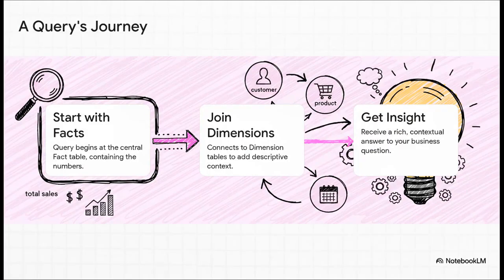That's where the numbers live, the events, the things that happened, like sales figures. And then the points of the star are your dimension tables. They provide all the rich context, the who, what, where, and when behind those numbers. And this just shows you how a query works. It's a logical journey. You start in the middle with the facts, the numbers, and then you join outwards to the dimensions to get the full story, the context. And just like that, you get a really rich, complete answer.